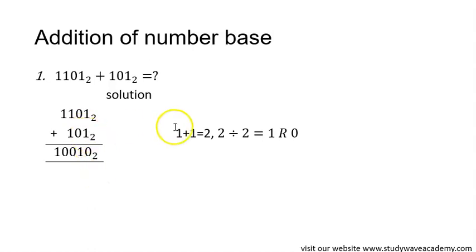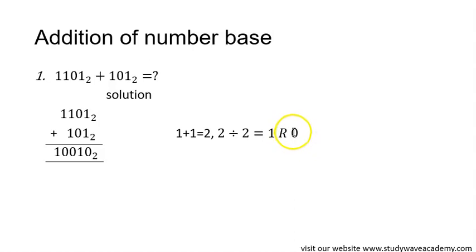So when we say 1 plus 1 is 2, we are going to divide it by the base, which is 2. When you add the numbers and the sum is higher than the base or the same as the base, you divide that number by the base. 1 plus 1 is 2, so you divide 2 by 2, which is the base here. So 2 divided by 2 is 1 remainder 0. Do you understand?